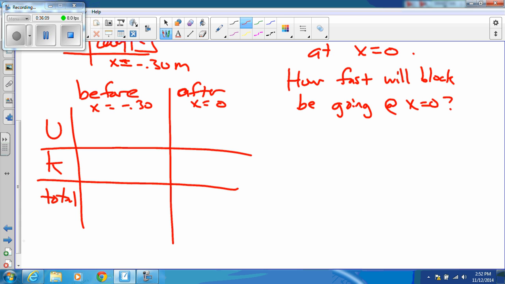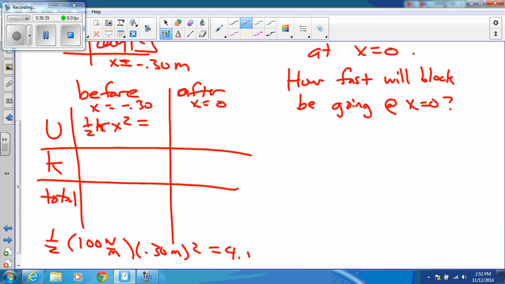And because we are dealing with a spring, we are going to use the potential function for a spring, which is what formula? One half k x squared. And when you plug in the numbers, 1/2 times 100 newtons per meter times 0.3 meters squared. Notice I ignore the negative sign because when I square, I'm going to get a positive value anyway. And that gives me 4.5 joules.